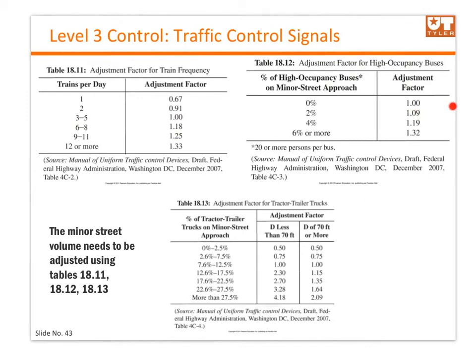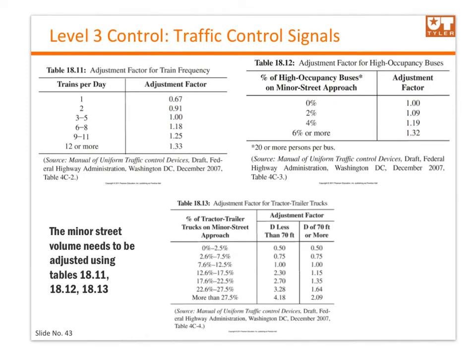Also 18.12 has to do with the high occupancy buses. The previous two figures are built on having 0% high occupancy vehicles or buses. So if I have buses that have high occupancy, let's say 4%, the correction factor is that the minor street volume needs to be multiplied by 1.19.